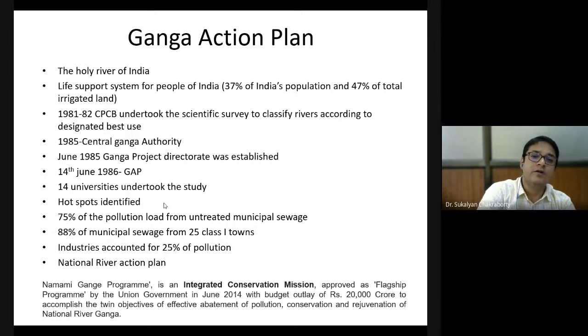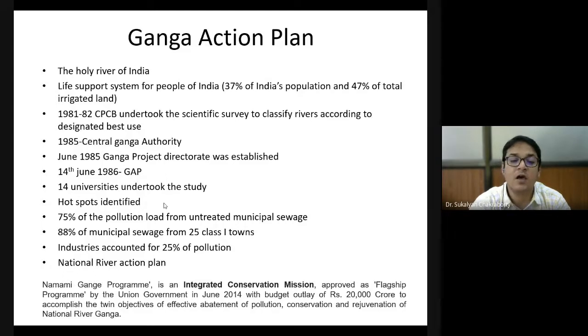Okay, in our country, all of you must have heard about Ganga Action Plan. So I'll not go into much detail about that. In the first phase, in 1985, this Ganga Project Directorate was established, and the finding of the Ganga Action Plan study was that 75% of the pollution load comes from untreated municipal sewage into the Ganga River. 88% of that municipal sewage is from 25 class 1 towns, and industries accounted for 25% of pollution.